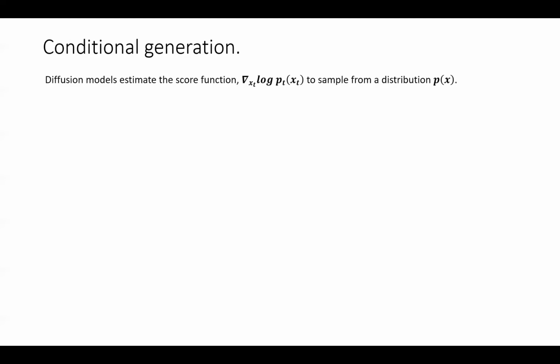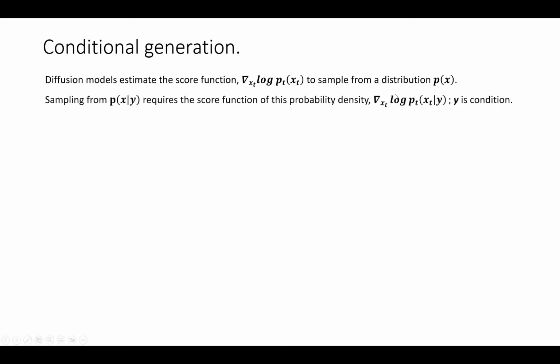As we said, the diffusion model estimates the score function, the gradient of the probability, and we can then sample from the distribution. Now, if we want to have the conditional distribution, this is a conditional probability distribution: what's the probability of x given y? Here y is the condition. If we want to use a condition, then we need to actually train a network which will estimate this instead of this.